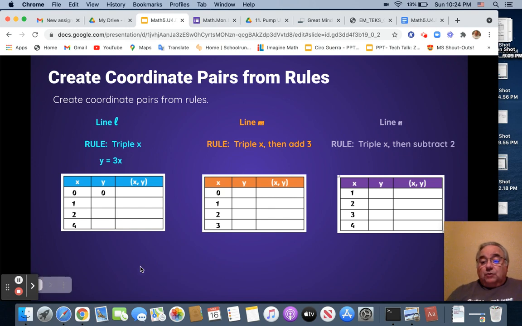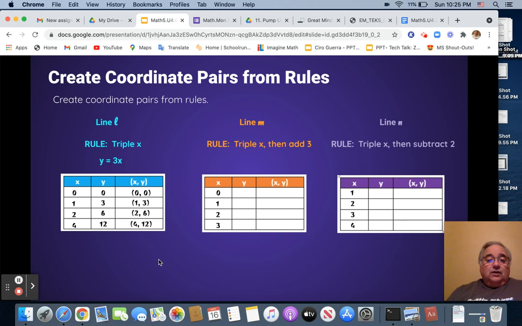So let's fill in some coordinates. It's going to be fairly easy to look at. If I take 0 times 3, that gives me 0. The coordinate points are going to be 0, 0. The next one is 1. 1 times 3 is 3. And the coordinates are 1 and 3. 2 and 6 will be the next ones. And 4 and 12. Hopefully you got that.